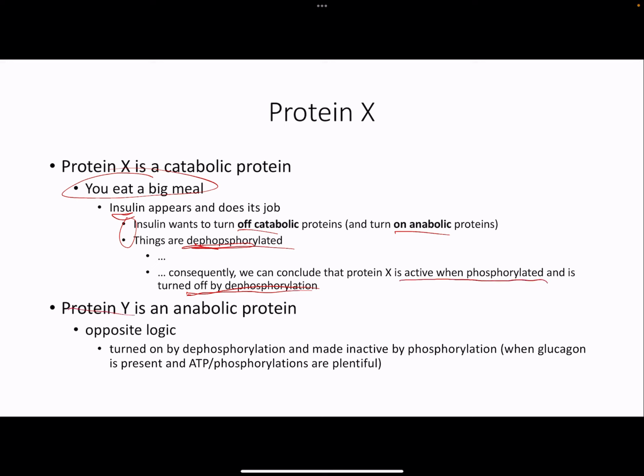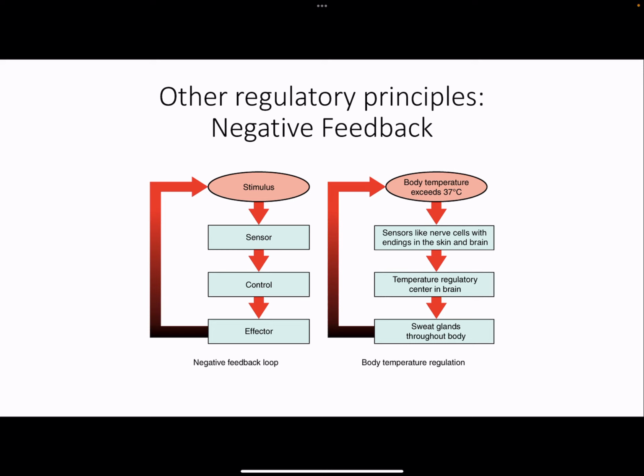What if we had an anabolic protein? Well, the opposite is going to be true. Insulin is going to dephosphorylate everything, and it's going to turn it on, and it's going to be made inactive by phosphorylation with glucagon. Negative feedback, we've already talked about this, another regulatory principle.